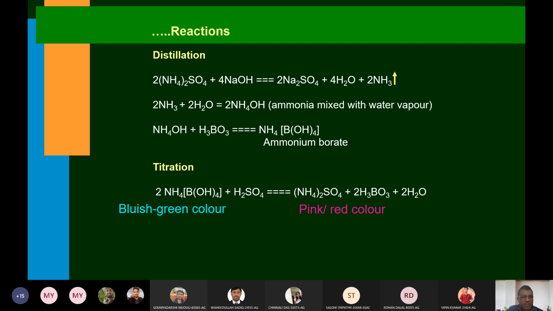So now you see the color change. It is blue-green to pink-red. When ammonia is there in the boric acid, it gives you bluish-green. And when it is neutralized by acid, it comes back to the original color. So this is how the chemical reactions happen.